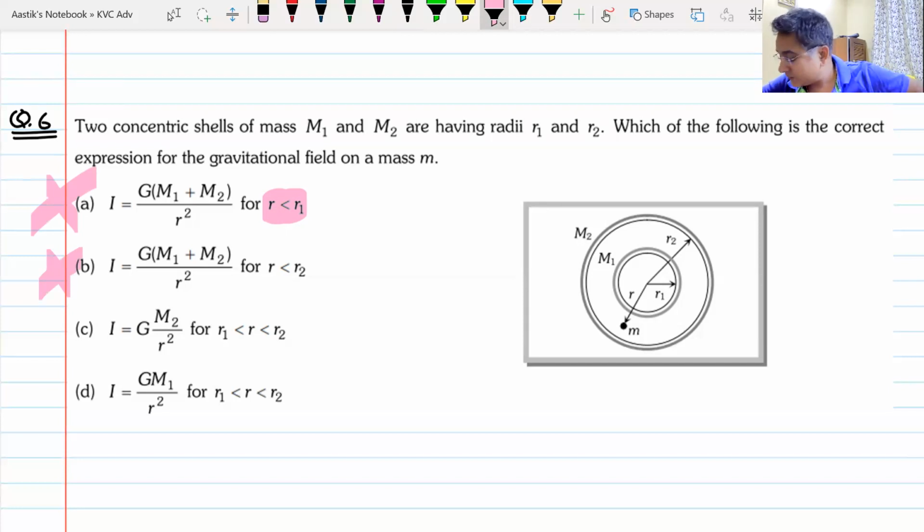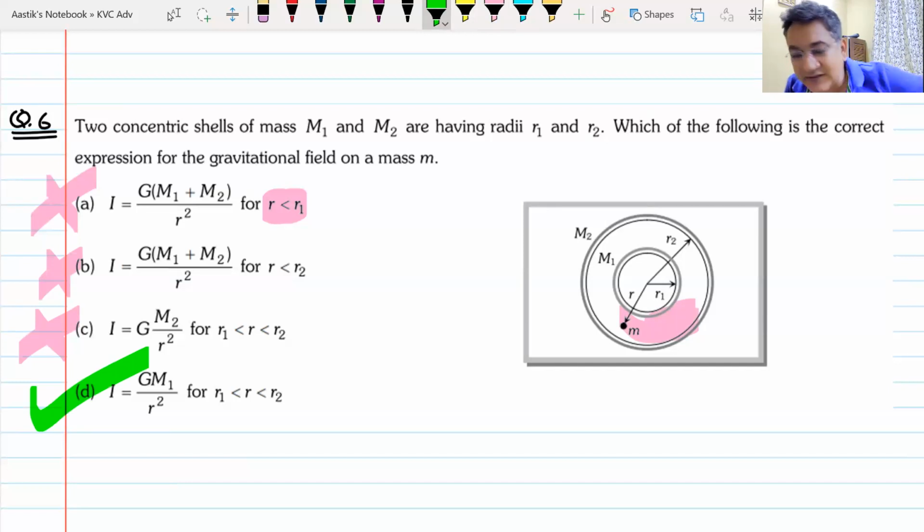Coming on to the third one. The third one is between r1 and r2. Between r1 and r2, can M2 create gravitational field? No, so this is wrong. So what is left has to be correct. Between r1 and r2, only one mass can create field. That is M1, because for M1 it is outside, for M2 it is inside. Do we understand this? So the correct option has to be option D. I hope we have understood this.